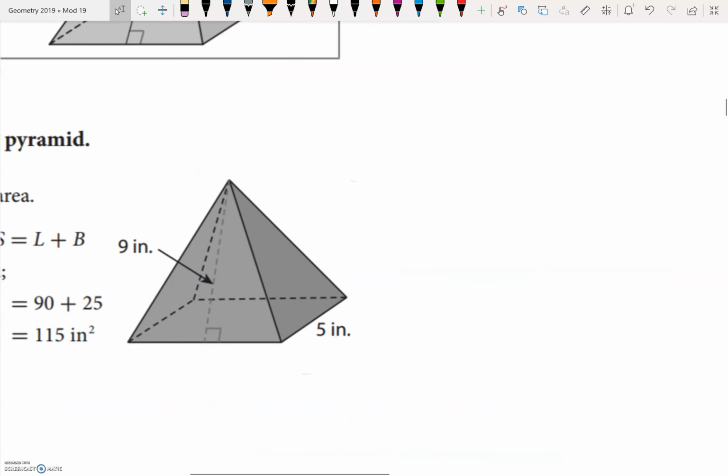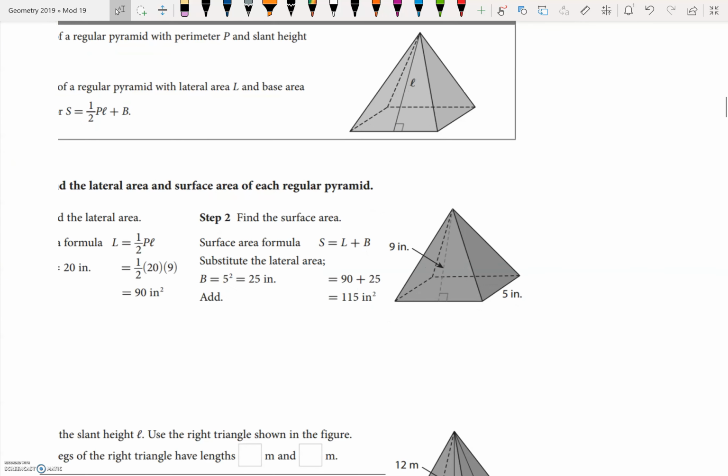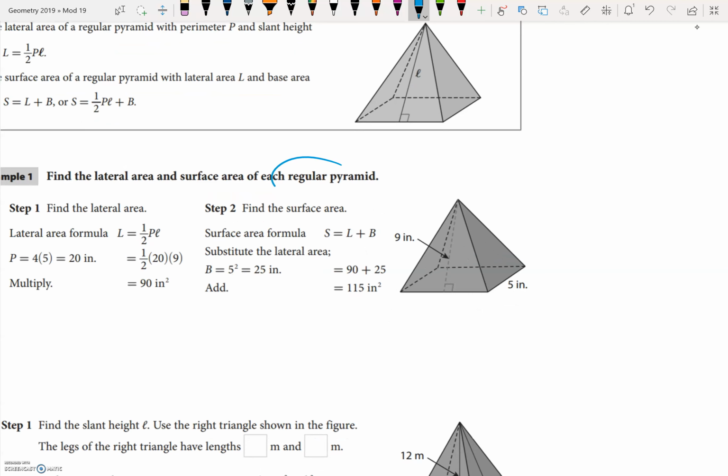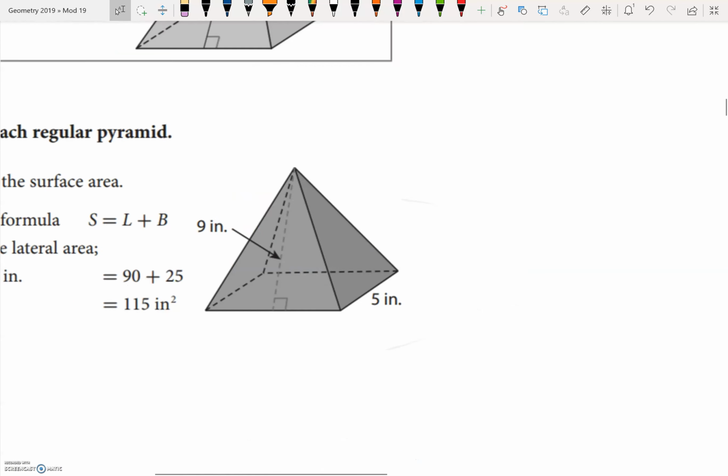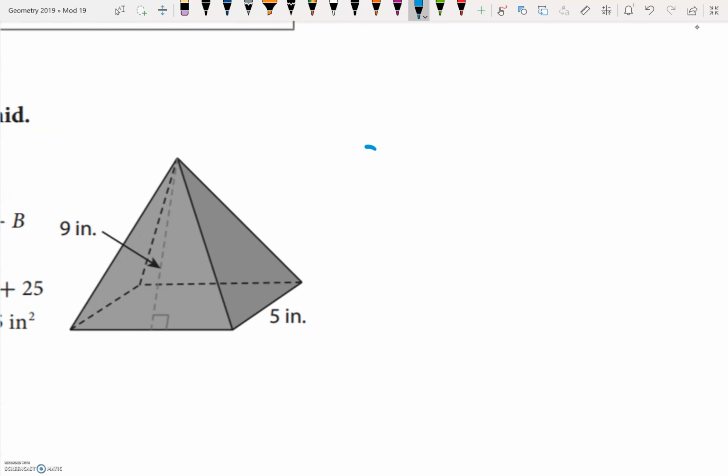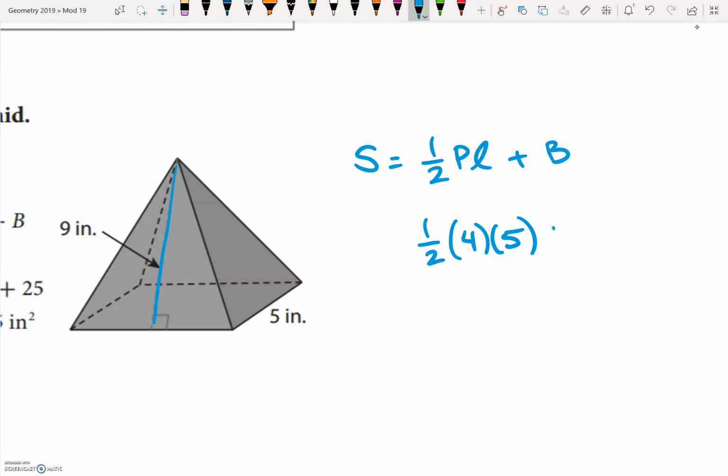So here's our first example. We have a pyramid with a square base. This is a regular pyramid. So let's go ahead and try and figure out what the surface area is. We know the surface area is 1/2 perimeter times length plus the area of the base. The perimeter is 5 plus 5 plus 5 plus 5, so 4 5s. The slant height is 9. And then the area of the base is 5 squared, or 5 times 5.